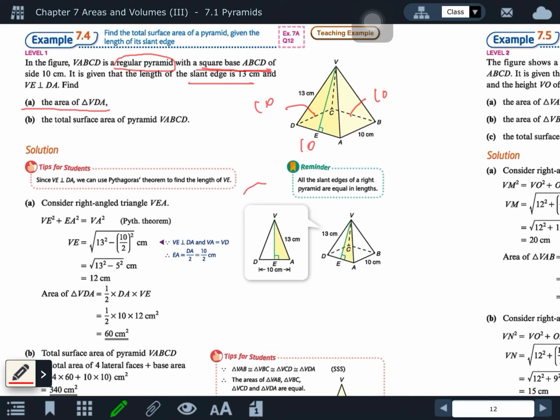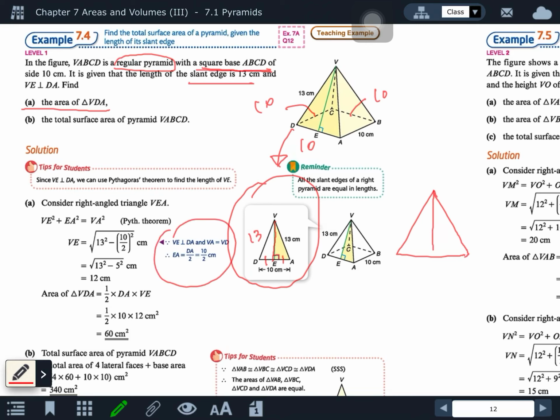Some of you may not know why this happened, so I would like to explain to you. For this VDA, we just cut this triangle out and focus on this. You will see that both VD and VA have the same length of 13, so it is an isosceles triangle. For the property of an isosceles triangle, if this is perpendicular, that means the two sides are the same. So by using this, we don't need to write it down. You can see, we can show you right here.